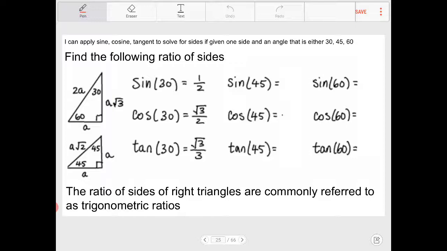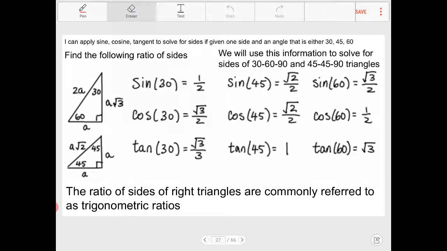Pause the video to see if you can figure out the rest of these trig ratios. Hopefully you guys had some time to think about this. Sine 45, cosine 45 and tangent 45. Well, sine 45 and cosine 45 are the same thing. They're going to be radical 2 over 2. Tangent 45, as it turns out, is equal to 1. That's because the ratio of opposite to adjacent is the same, right? And then we have sine 60, cosine 60, and tangent 60. The result is going to look very similar to the first column that we have here. So sine 60 is radical 3 over 2, cosine 60 is 1/2, and tangent 60 is radical 3.